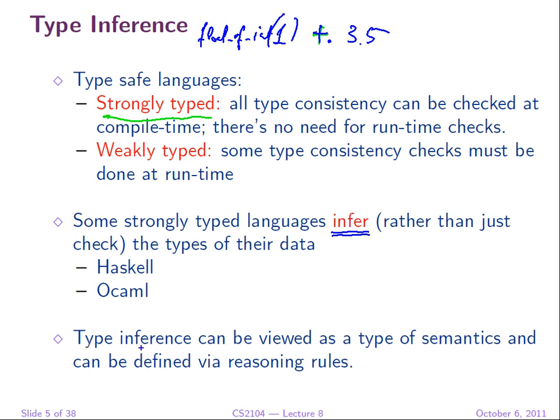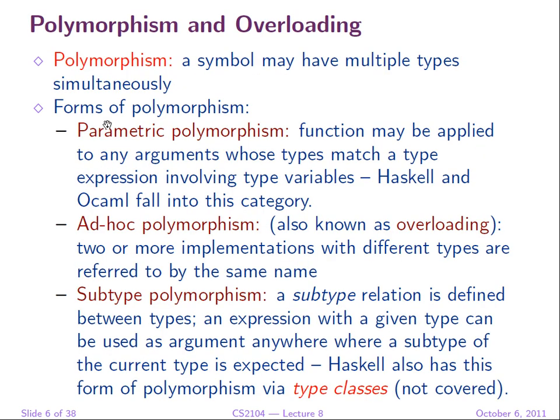Remember, type inference can be viewed as a type of semantics, and we're going to see in a few minutes that it can be defined via reasoning rules. Actually, in many programming languages courses, when people talk about semantics, they will showcase it via types. We showcased it via a little compiler, but types are just another type of semantics. We're going to discuss a particular kind of types, a type system that is much more general than the one in C that we are sort of used to.